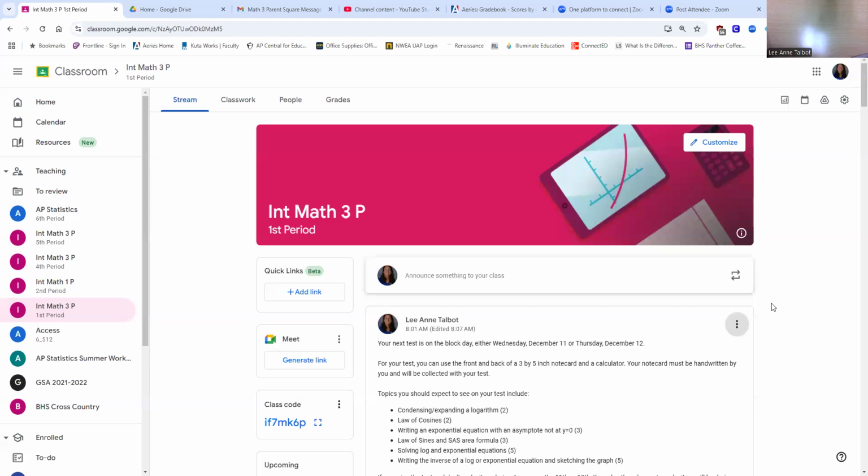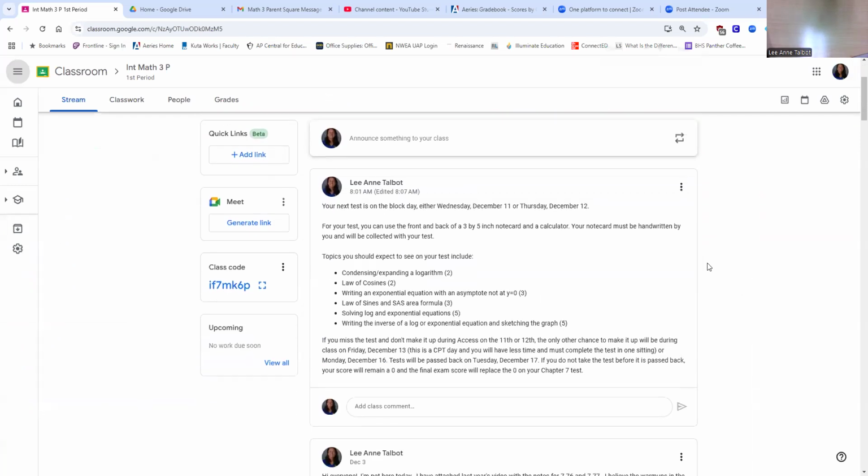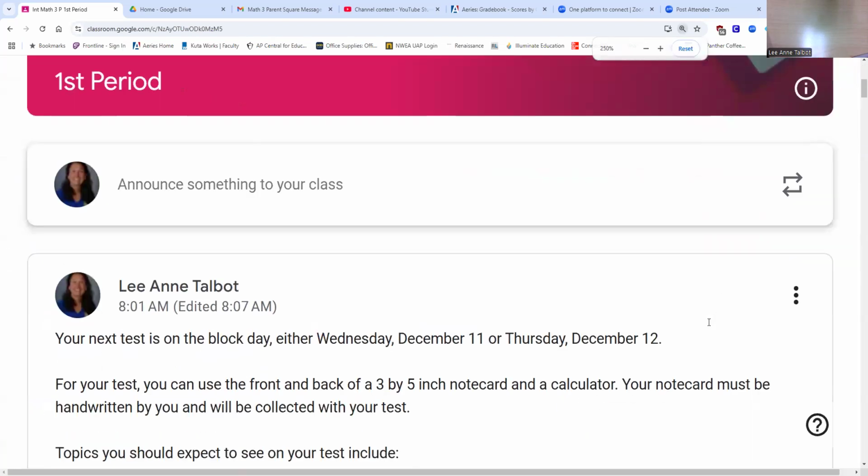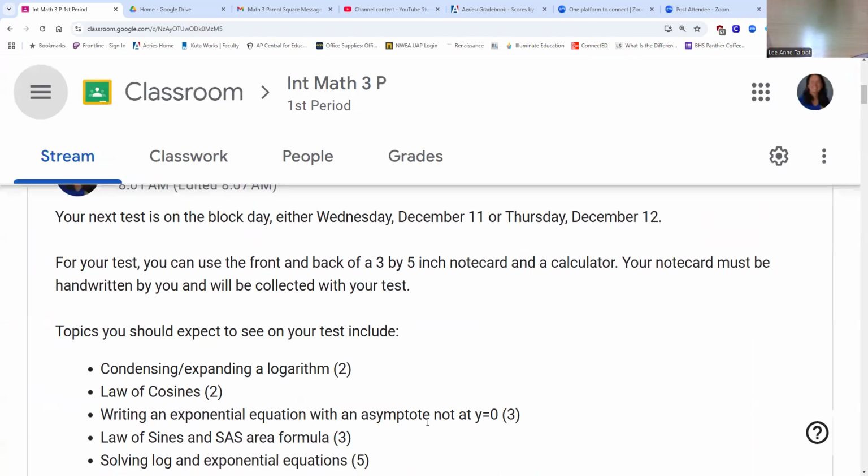Okay, one more thing before I'm done. Two, I lied. Two things before I'm done. So we need to read this together. And there's something specific we need to read underneath. Okay. Your next test is on the block day of next week. You can use a note card and a calculator. The card must be handed in front of you, blah, blah, blah.